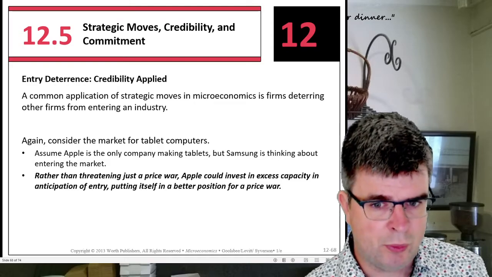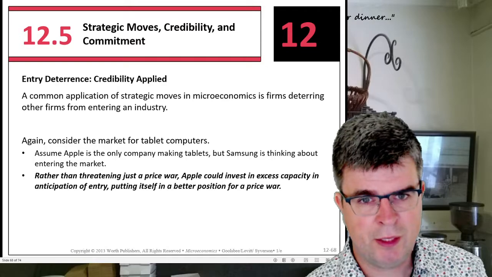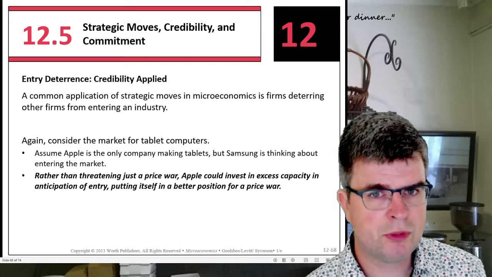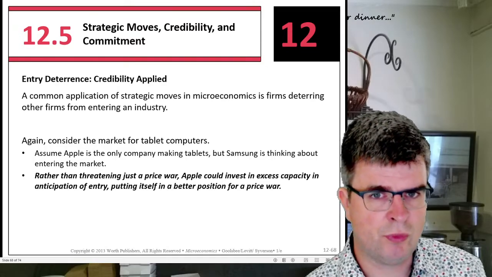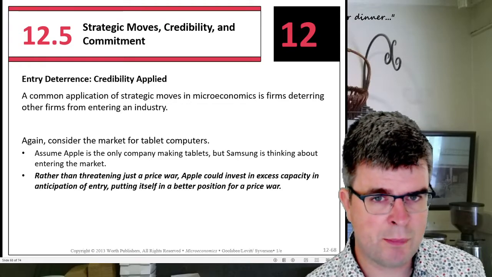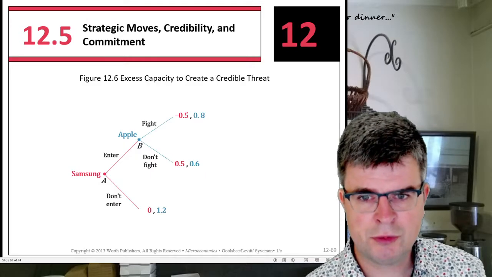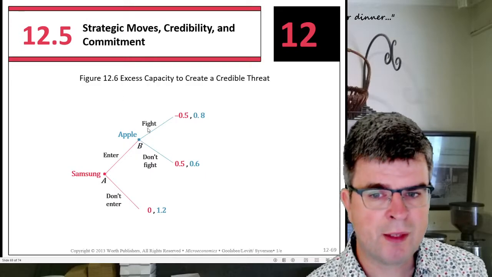What else can Apple do? Well, Apple could also invest in excess capacity in anticipation of entry, which puts itself in a better position for a price war, because then it can also increase its output and flood the market with tablets. So now suppose that Apple does that.